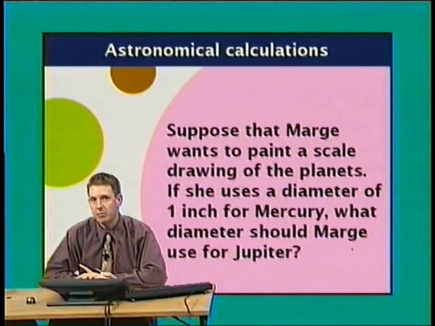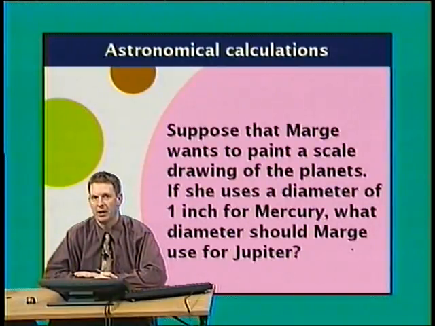Now, let's use a proportion to kind of get a sense of how much bigger Jupiter is than Mercury. Suppose that Marge wants to paint a scale drawing of the planets. If she uses a diameter of 1 inch for Mercury, what diameter should Marge use for Jupiter?